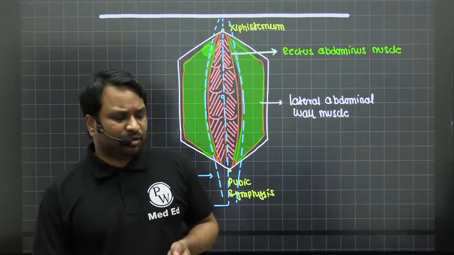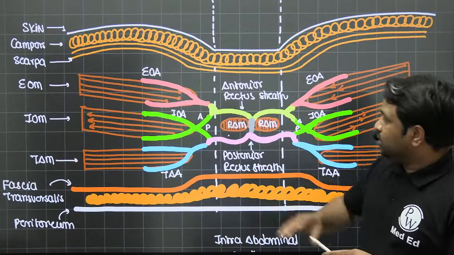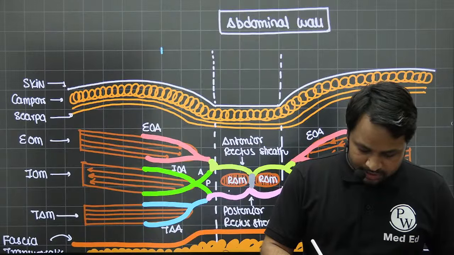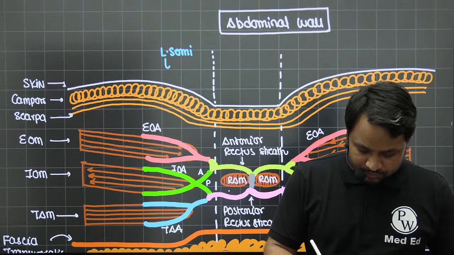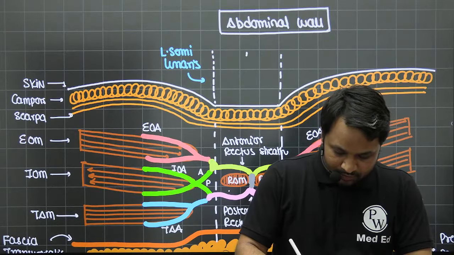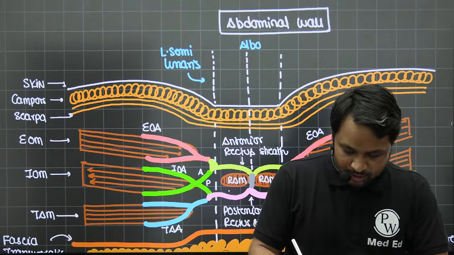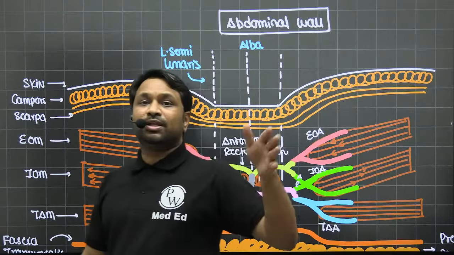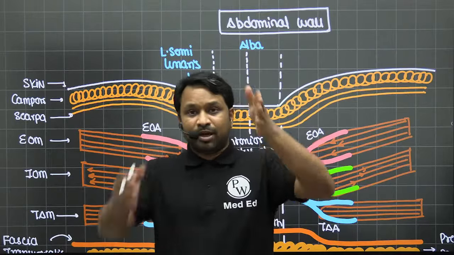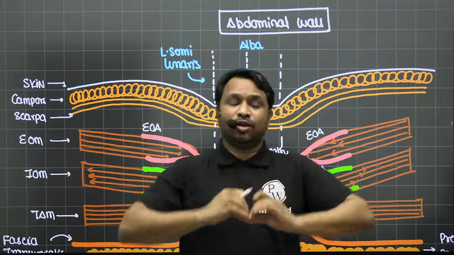So what is this linea semilunaris? What is this linea alba? Now you can see the junction where your lateral abdominal wall muscle is meeting the medial abdominal wall muscle. This dotted line is the linea semilunaris. The line that passes right into the center of the rectus abdominis muscle is the linea alba. So linea semilunaris is the junction between the lateral abdominal wall muscle and the rectus abdominis muscle, whereas the linea alba is where the two rectus sheaths meet. Both the anterior and posterior rectus sheath meet in the midline, that is your linea alba, right?